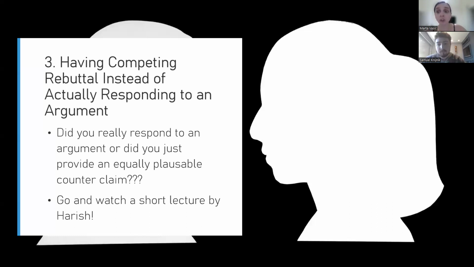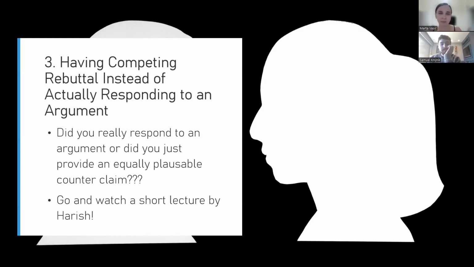However, what most people very often do is try to run a parallel analysis, which points out that maybe the impact of opening government can happen also, but only in the other way. And very often people don't respond to an argument, but just assert an equally plausible counterclaim.